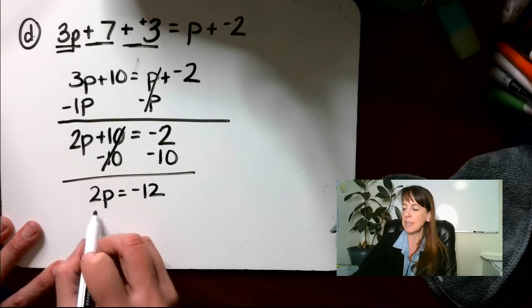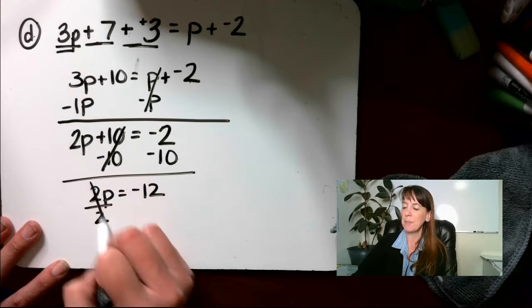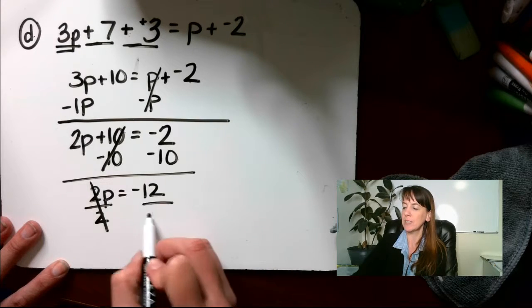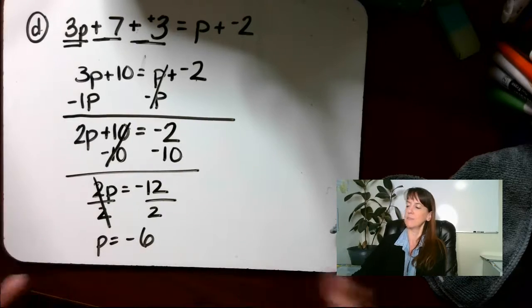To get that p by itself, we're going to do the opposite, which is the inverse, or division. Divide that by 2. Those cancel out. But what I do to one side, I have to do to the other. P equals negative 6. Excellent work, guys.